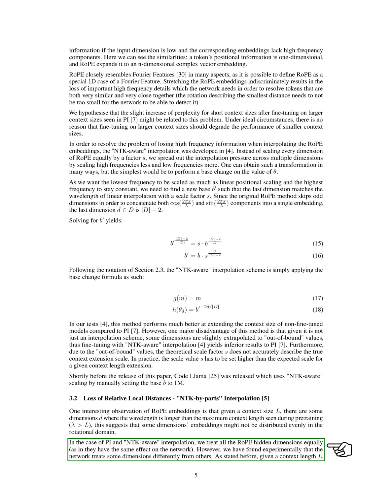In the case of PI and NTK-aware interpolation, we treat all the RoPE hidden dimensions equally, meaning they all have the same impact on the network. However, our experiments have shown that the network treats some dimensions differently from others. As we've mentioned before, for a given context length L, the wavelengths of some dimensions are larger than or equal to L. We hypothesize that when the wavelength of a hidden dimension is larger than or equal to L, all pairs of positions encode a unique distance, suggesting that the absolute positional information is retained.